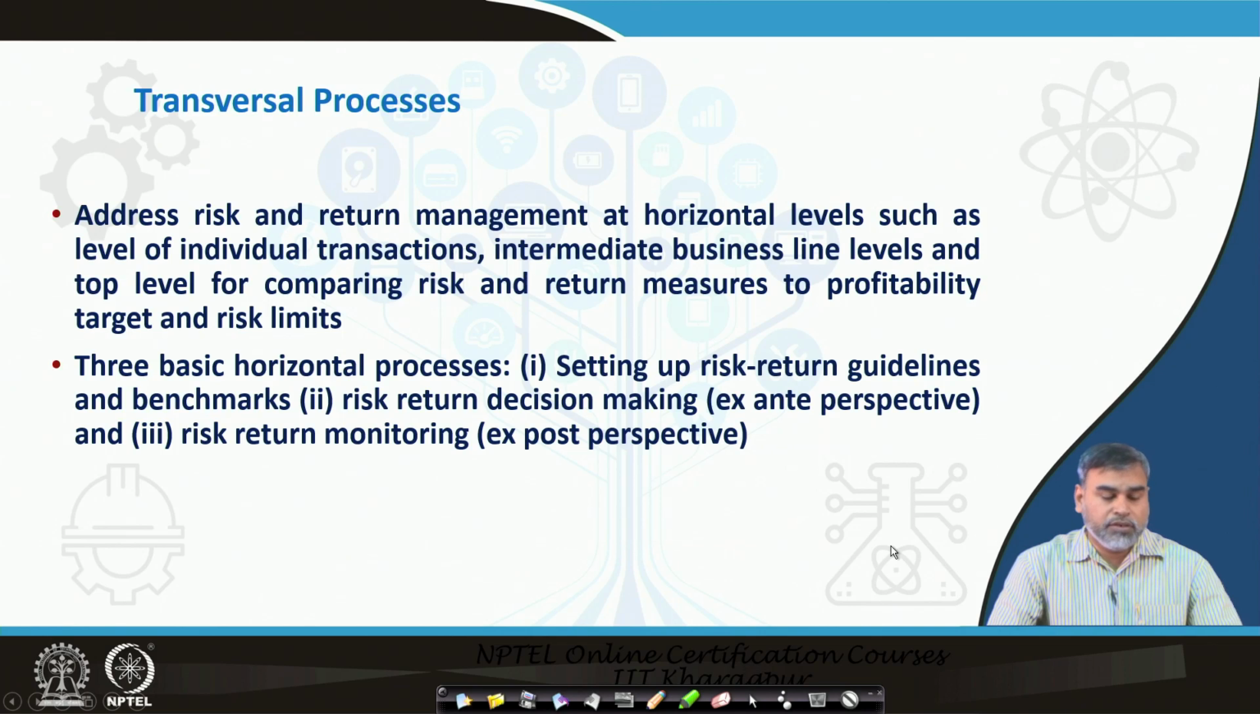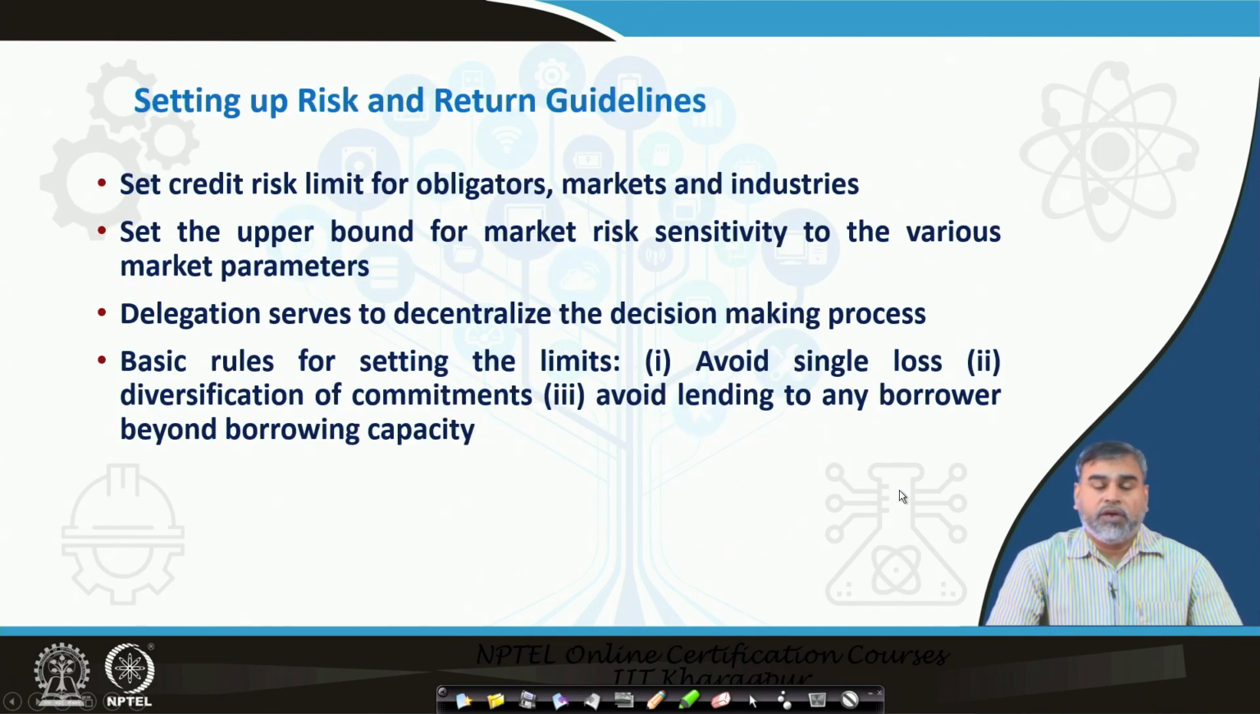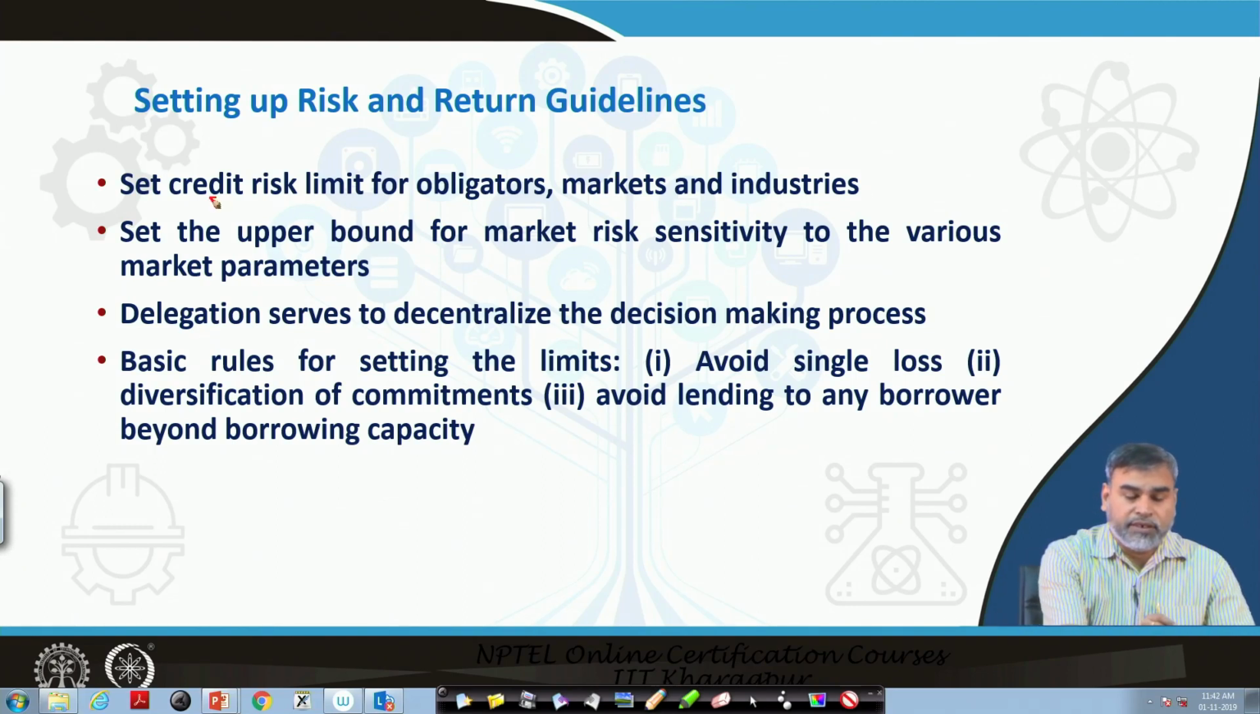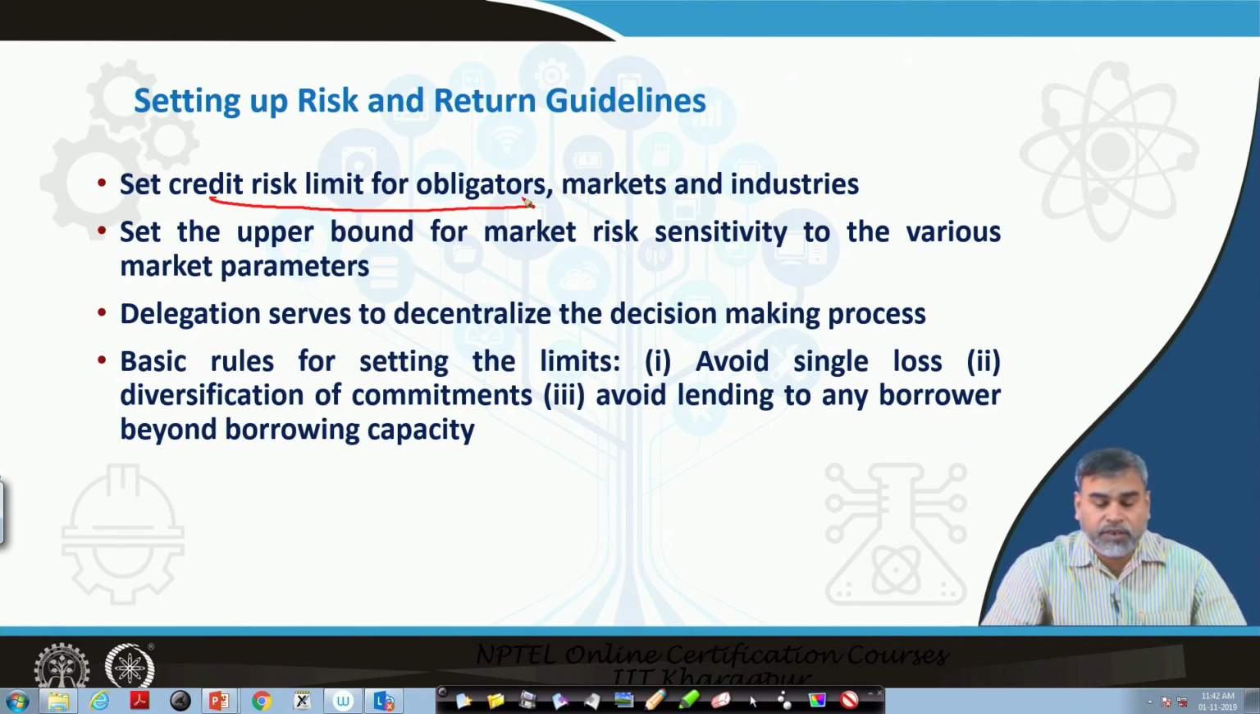Then one by one, if you see those different types of processes, the first is the setting of risk and return guidelines. Whenever you talk about the setting of risk and return guidelines, what basically do we do? First of all, we have the different types of stakeholders existing in the market. We have the individual clients, we have the corporates, and we are also linked to the market forces like the economic cycle. Then we also look at the industry prospects at that particular point of time. So, keeping those things in mind, we basically set the credit risk for the obligors, for the markets and for the industries, keeping the conditions for all stakeholders in mind.